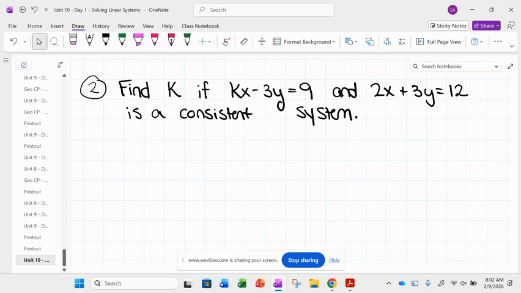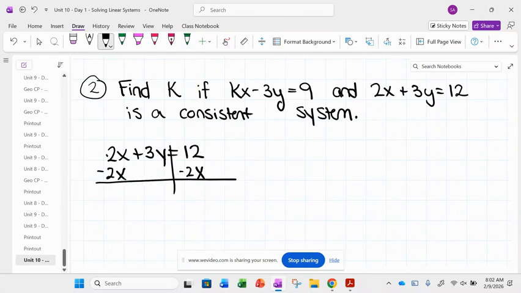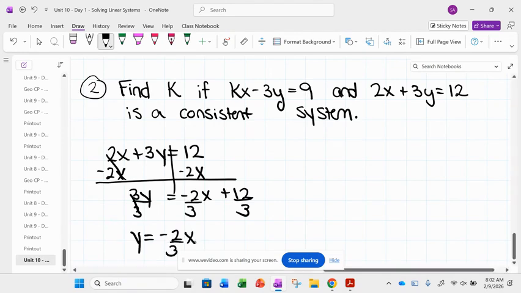So what I'm going to do is I'm going to put each of these into slope-intercept form. So I have 2x plus 3y equals 12. I'm going to subtract that 2x on both sides. So now we have 3y equals negative 2x plus 12. Divide by 3 on everything. So we get y equals negative 2/3 x plus 4. So that was one equation.